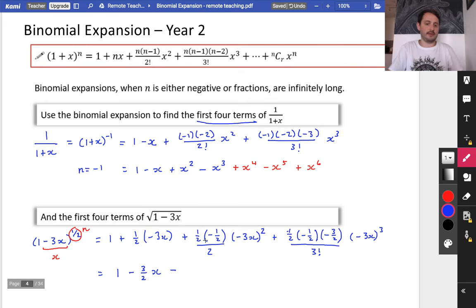And then I wouldn't really want to type all of this into my calculator. I would just think, okay, I've dealt with the negative, so I'm just going to do a half times 9 divided by 2. So that's a half times 9 divided by 2, and you get 9 over 8x squared. And do you see how I didn't need to worry about the negative?